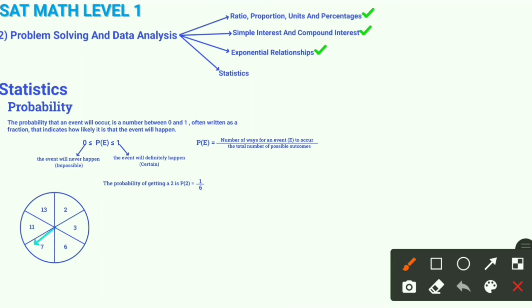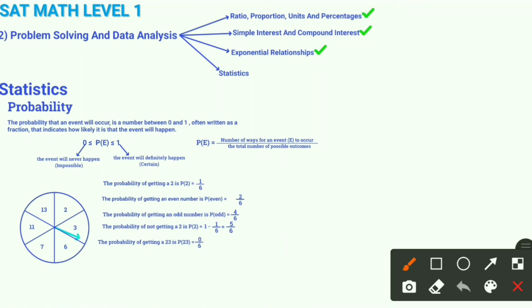For example, let's say that we have the spinner. The probability of getting a 2 is 1 upon 6 because there is one 2. The probability of getting an even number is 2 upon 6, because there are 2 even numbers. The probability of getting an odd number is 4 upon 6. The probability of not getting a 2 is 1 minus 1 upon 6, which is 5 upon 6. The probability of getting a 23 is 0 upon 6 because there is no 23. But the probability of getting a 2 or 7, we add up the probabilities and we get this.